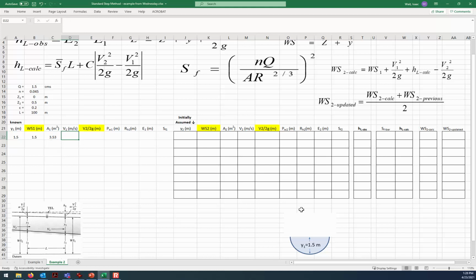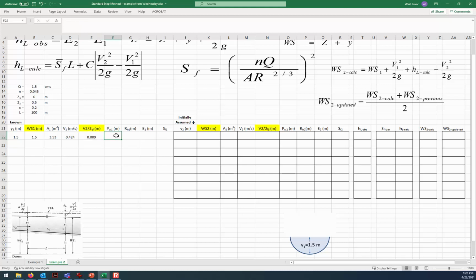If that's our area and we already knew the flow rate was 1.5, then V is Q divided by the area, and velocity head is velocity squared divided by 2 times G, 9.81. All right, pretty low velocity head.